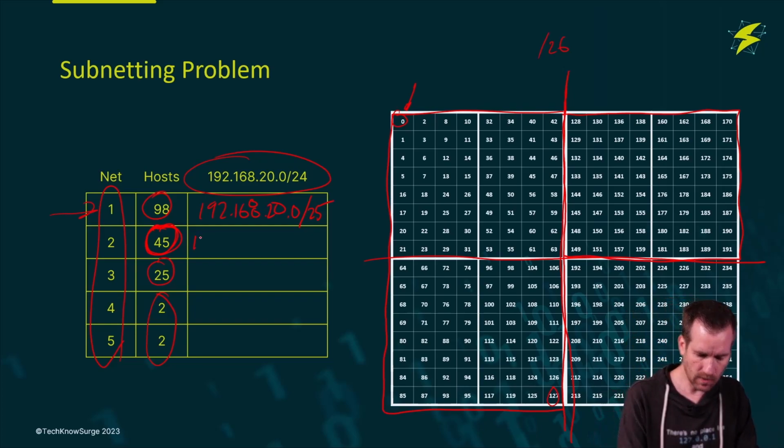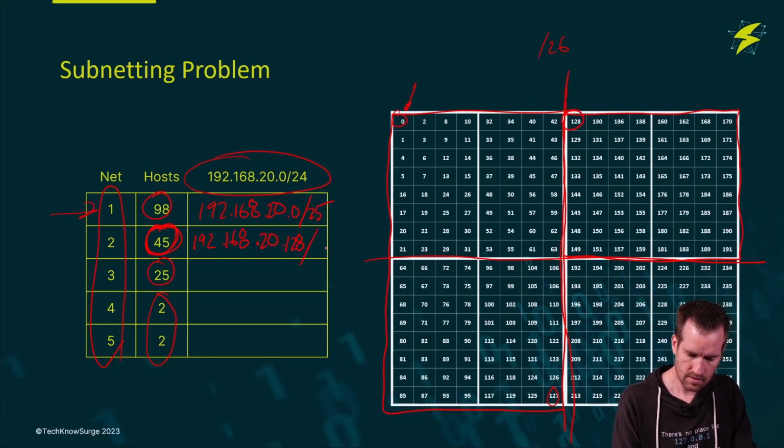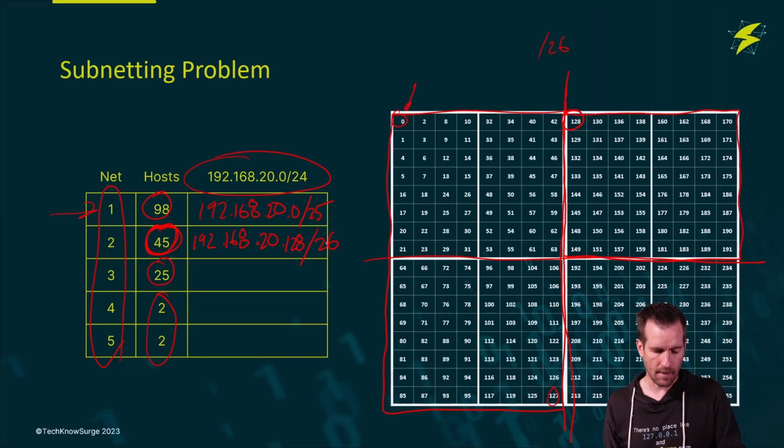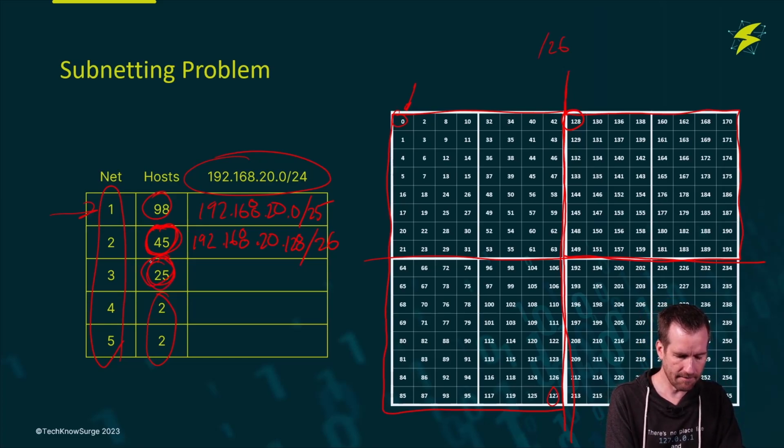So my next one here is 192.168.20. The first address in this range is .128. So that is a /26. All right, my next one here is a 25.